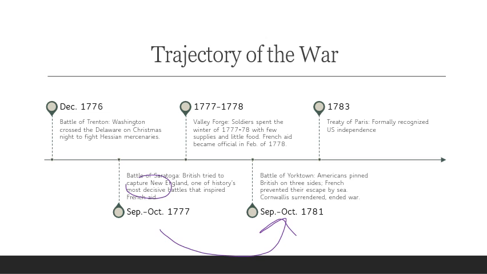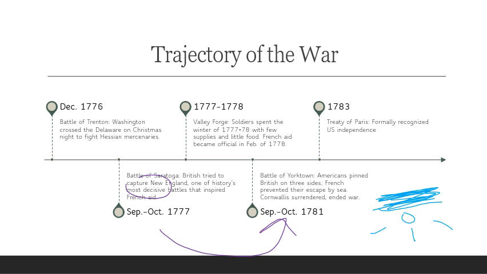The war is going to end by 1781 with the Battle of Yorktown. The Battle of Yorktown happens because what happens in it is the Americans pin the British on three sides. So let's just, so you've got the British are right here. The Americans are coming in from three different sides. And then there's water over here.